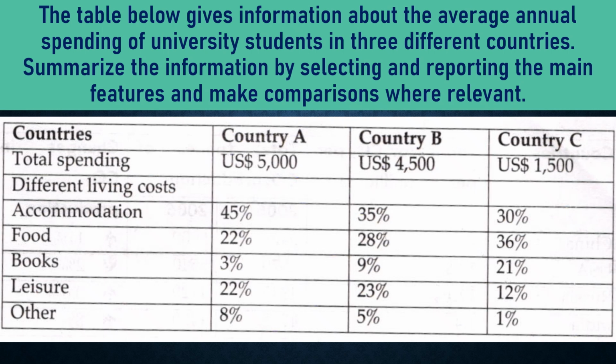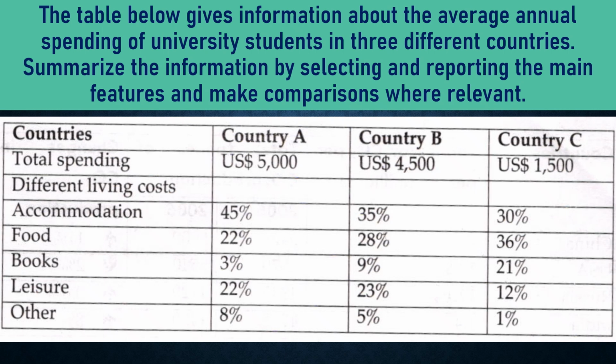As I already have informed you, you would first of all write around 3 to 4 paragraphs in your table graph writing. The first paragraph would be on paraphrasing of the same statement that was given in the paper on the top. We will paraphrase this, and in the second paragraph you will write about the total spendings and different living costs of the country A students.